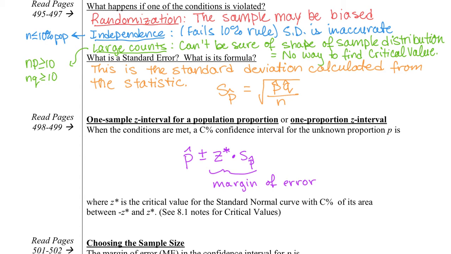You might be asking yourself, what is this z star? It's not really any different than z. It's just the z star. That's the critical value that we have selected for our confidence percentage. We went over those common z star scores in 8.1 on that last page.